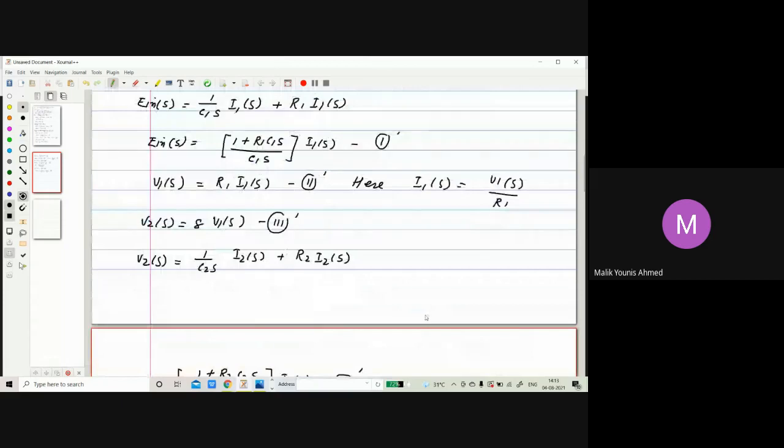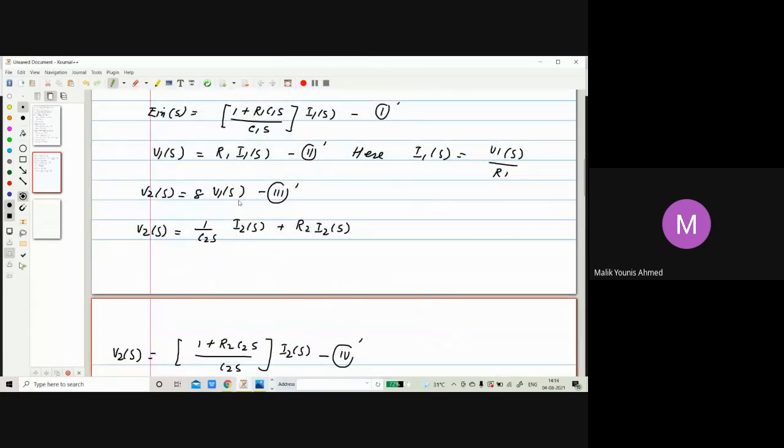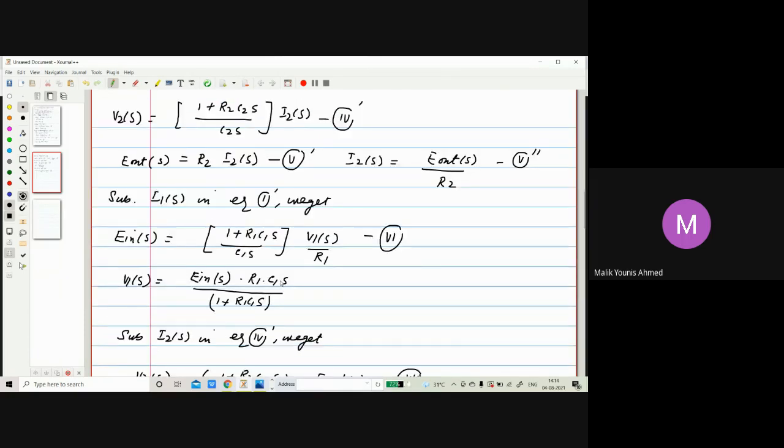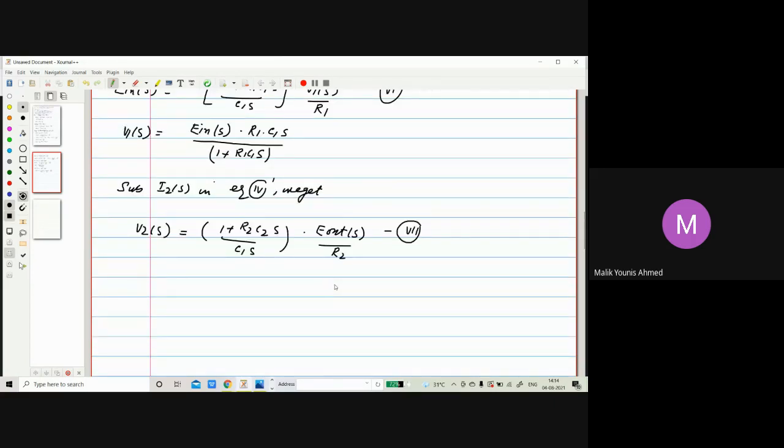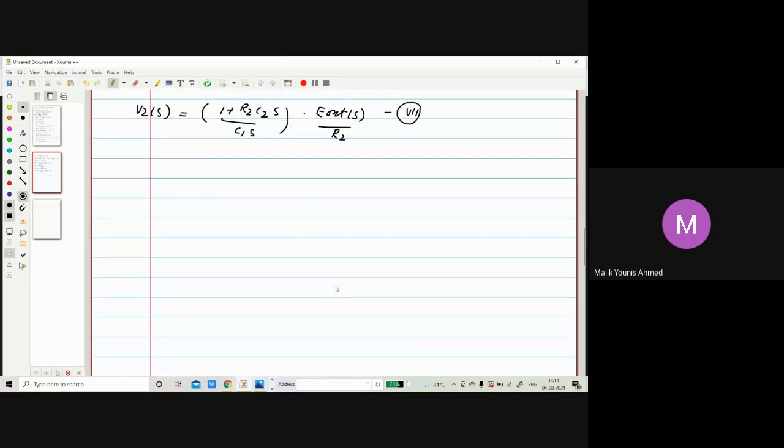Okay, sorry. Equation 3 dash. Where is 3 dash? 3 dash is here. V1 value I have, V2 value I have. This V2 is equal to 8 V1 dash. So I'll substitute the value of V1 and the value of V2 in terms of E1 of S, E2 of S, E naught of S.